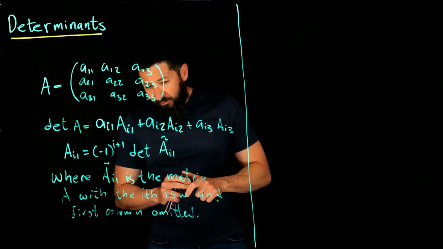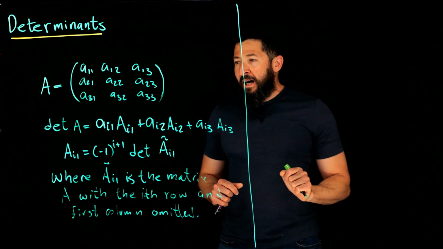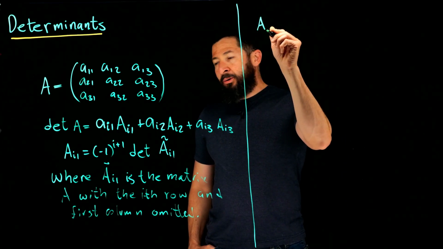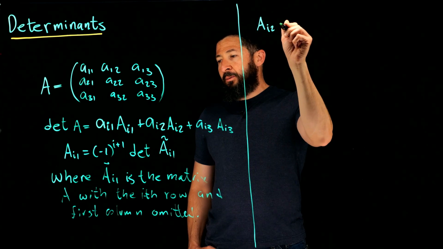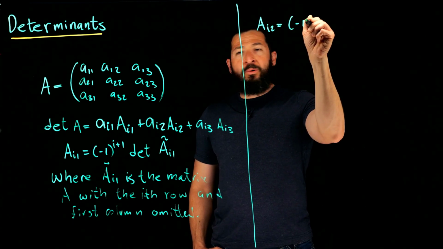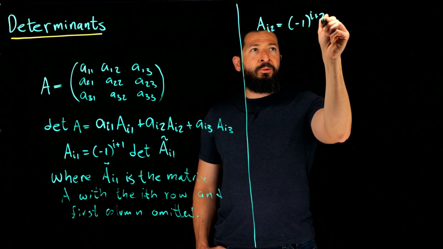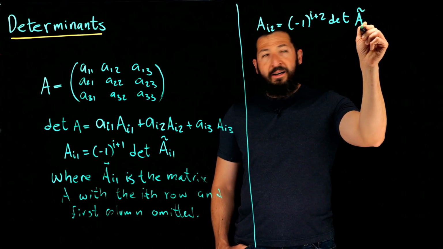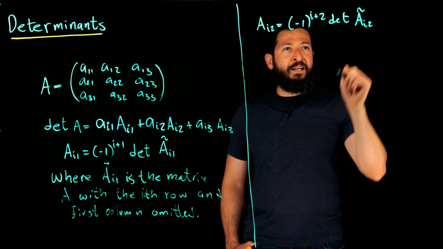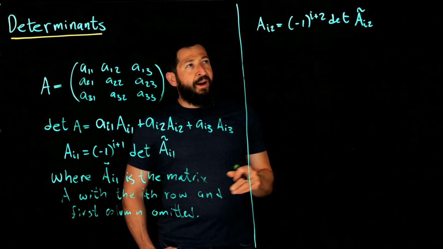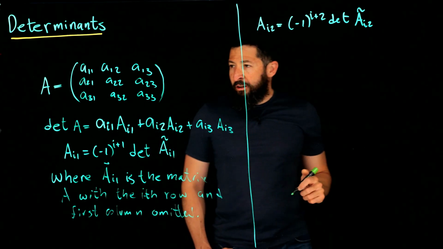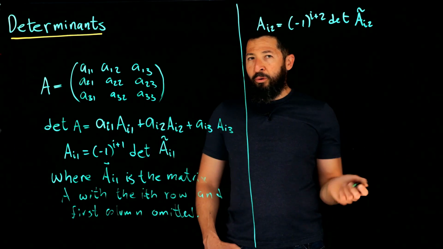So with that, we can also do a_i2 to be (-1)^(i+2) times the determinant of A tilde i2, where A tilde i2 would be the matrix with the ith row and second column omitted or deleted. So let's do an example of how this formula works.